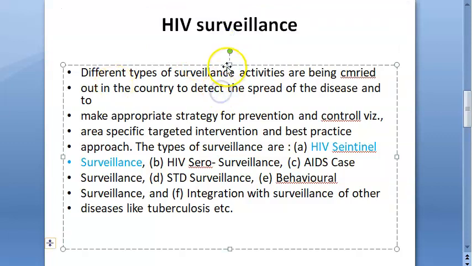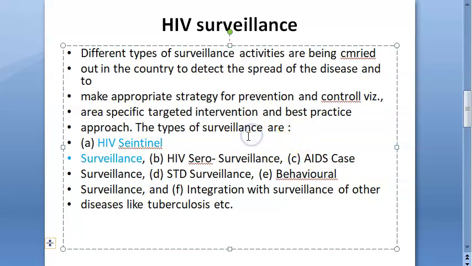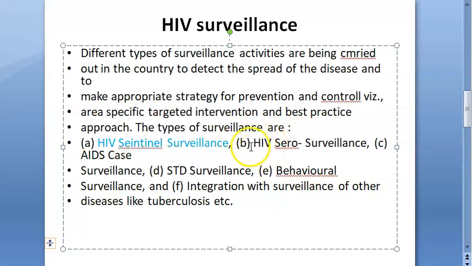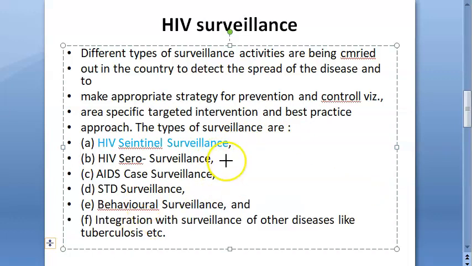There are so many types of HIV surveillance, and one of them is HIV sentinel surveillance. You have HIV sentinel surveillance, HIV sero surveillance, AIDS case surveillance, STD surveillance, behavioral surveillance, and integration with other diseases also, like tuberculosis. You can do a lot of surveillance. Sentinel surveillance is what we want to focus on.